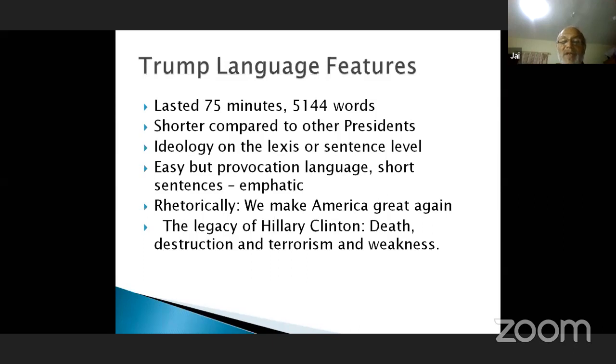And rhetorically, he said, "We make America great again." And then he charged Hillary Clinton, saying that the legacy of Hillary Clinton is death, destruction, terrorism, and weakness. Look at these words. I mean, I don't know. If you do such kind of critical discourse analysis of the political speeches of the Nepalese leaders, they will be rather horrible. I mean, if you ever try to do research on them.